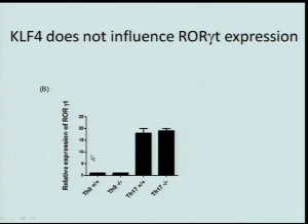But when we looked by messenger RNA, comparing the induction of ROR gamma T in the process of polarizing naive T cells towards Th17, there's very significant upregulation of the expression of ROR gamma T in both wild type, in the first and third bars, and in knockouts as well. There's essentially no difference in the level of messenger RNA for ROR gamma T. So it looks as though KLF4 acts either downstream or independently of ROR gamma T.